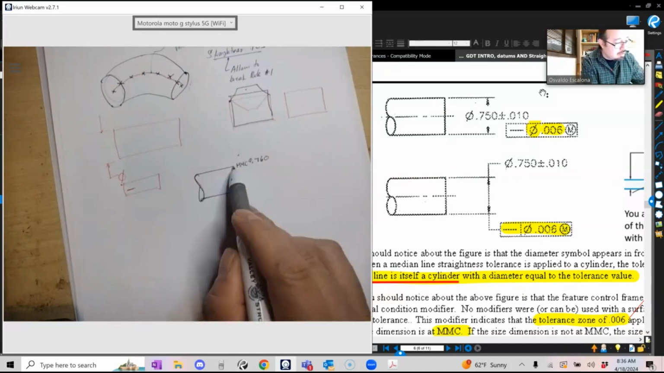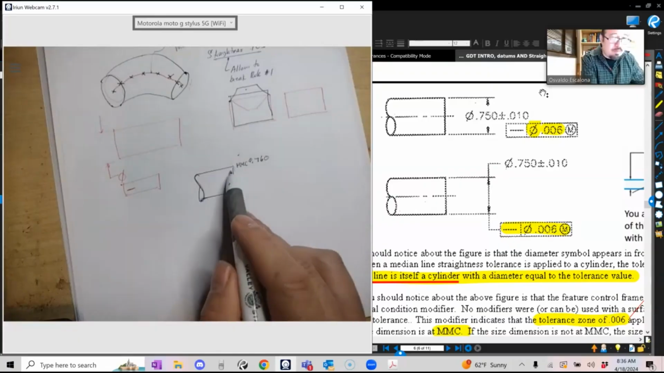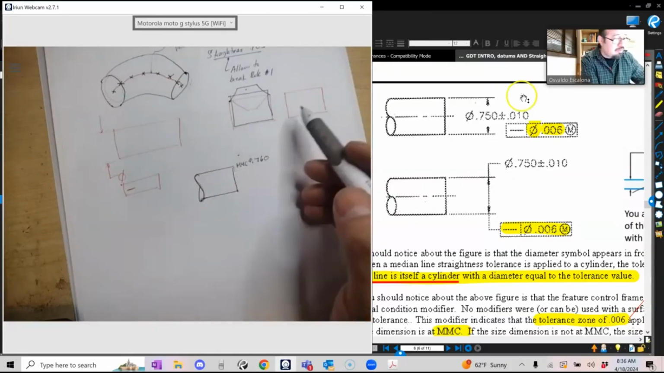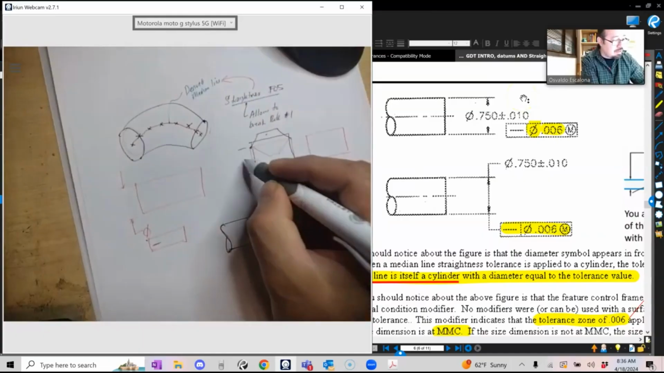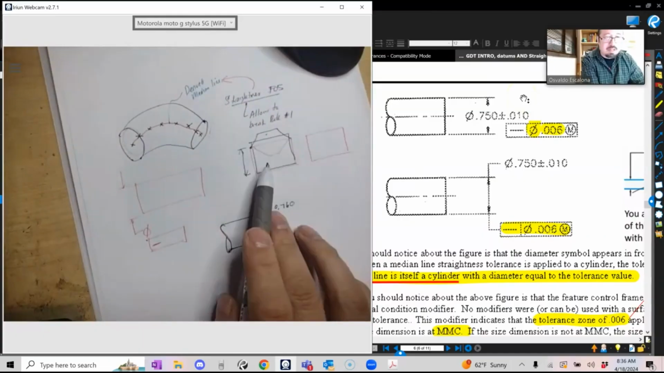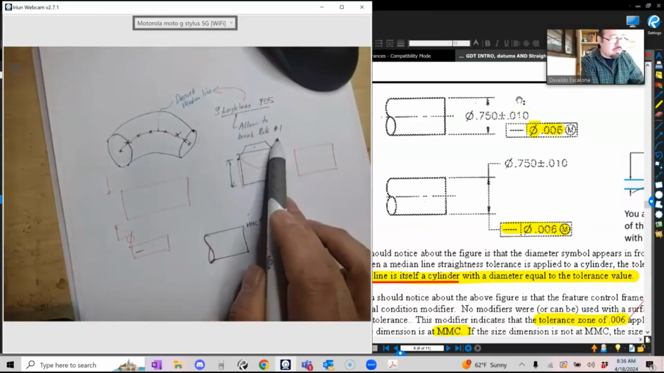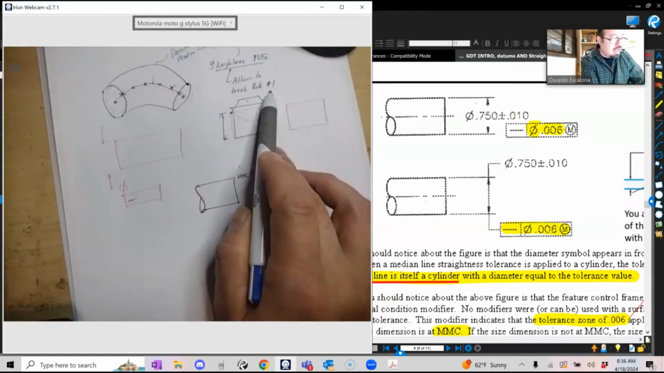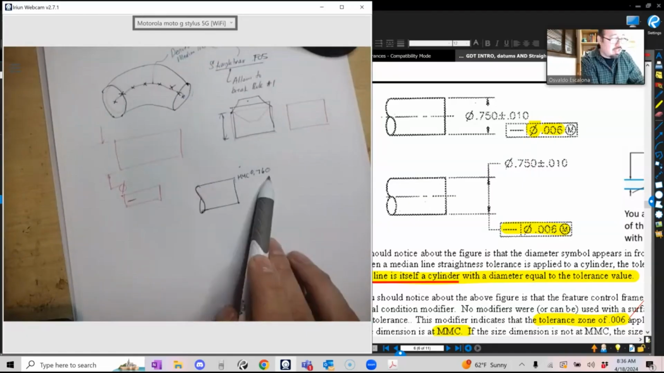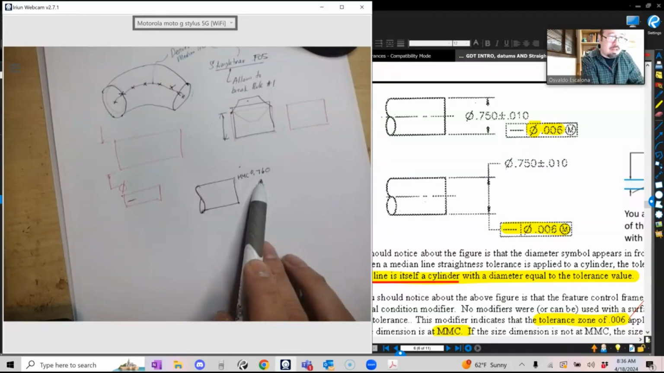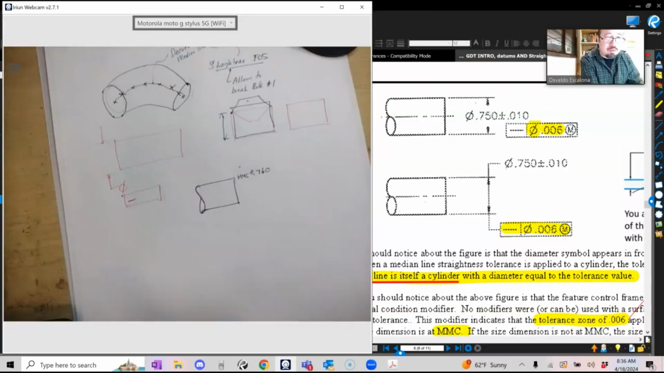When your part comes at the worst case condition, which before was my size, my envelope, right? The part has to be within it because I have to follow rule number 1. But now because I apply it to straightness, it allows me to violate rule number 1. And I'm going to tell you how much I'm going to allow you to violate it. How am I going to tell you? With the feature control frame, which is telling me 0.06.